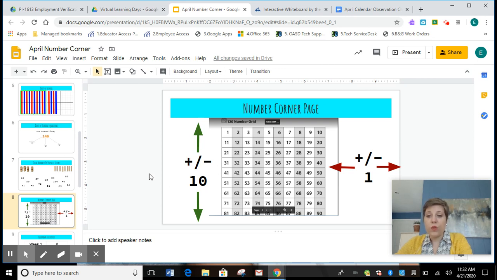Use those tricks when you are going to solve those equations. It's just like what you did last week. You're going to be circling the answer in the color that matches the equation.